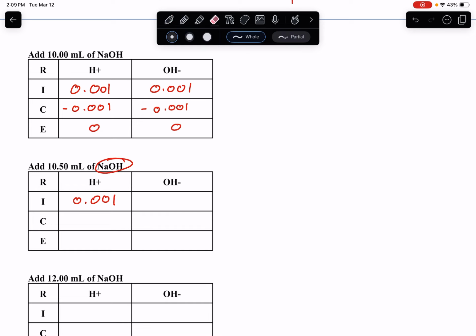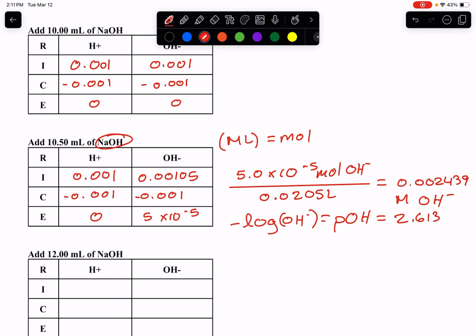There's our moles, and this is of hydroxide. The volume of this is now the original 10 plus 10.5, which gives us 20.5 milliliters, or 0.0205 liters. And then this molarity is 0.002439. That is molarity of the hydroxide. So when you take the negative log of that, negative log of hydroxide is equal to pOH. So negative log of 0.002439 is 2.613. 14 minus pOH is equal to pH, and that is 11.39.